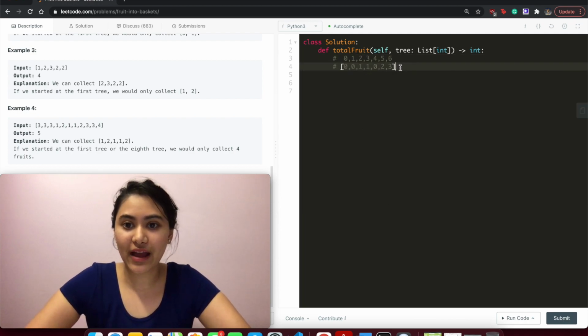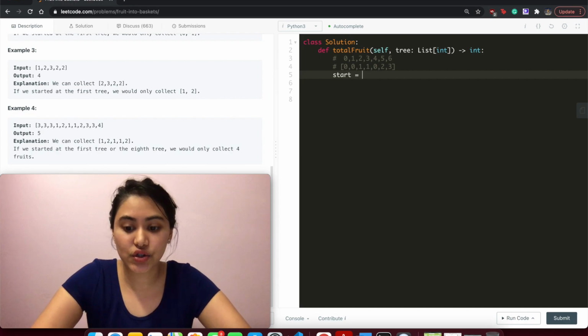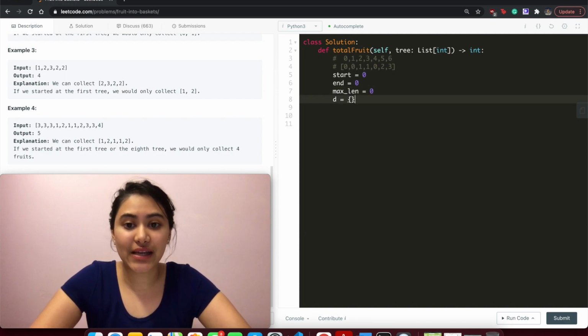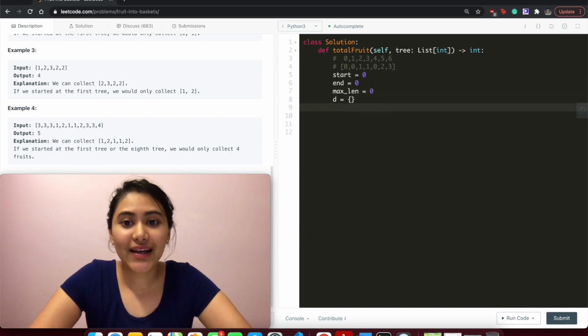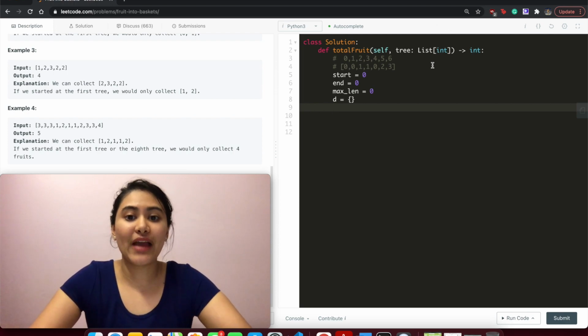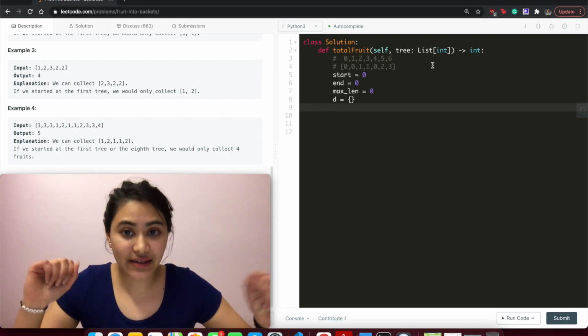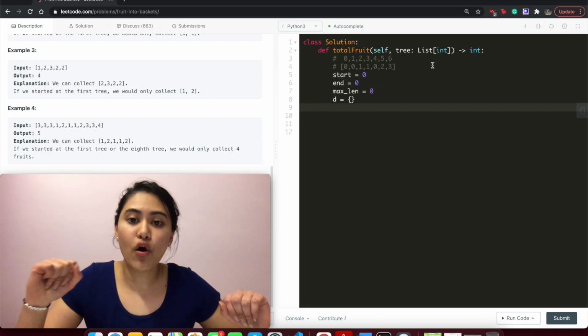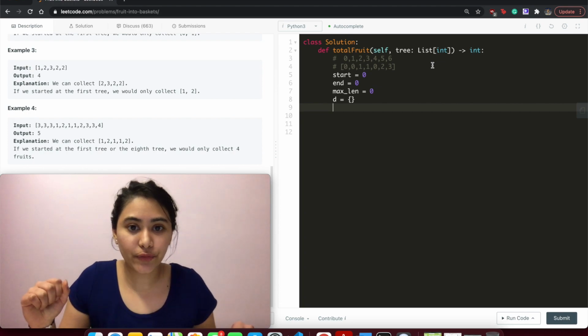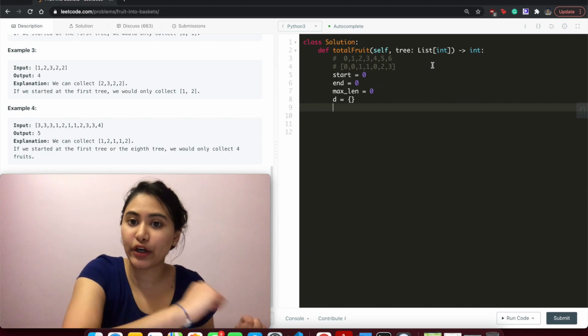So we have our start initialized to 0, end initialized to 0, max len also 0, and the dictionary is empty. The dictionary is going to store the characters and what indices we've seen them in. So we know we have to iterate through all of tree, right? The entire list of tree. We have our start and end. We want to go all the way to the end, so until our endpoint hits the very end of the list.